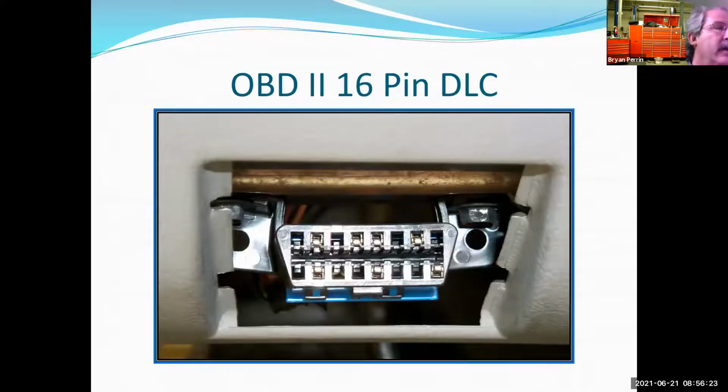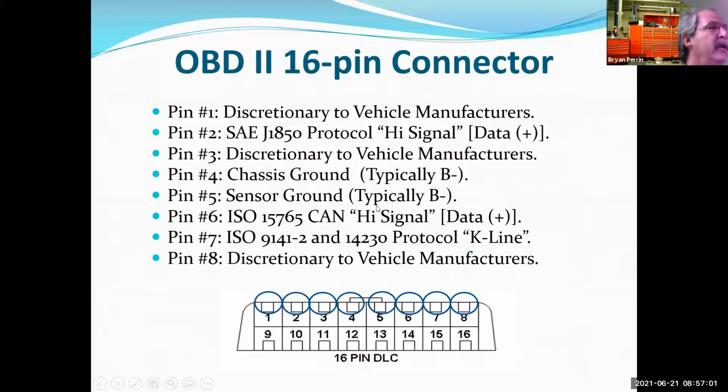So here is our diagnostic link connector. Here's pin 1, and here's pin 16. Pins 2 and 10 are controlled by SAE. Those are communication pins. 3, 4, and 5 are discretionary and grounds. 6 and 7 are regulated pins, those are communication pins. 8 is open. Then there's 9, 10, 11, 12, 13, 14, 15, 16. So that is how they're configured. And here's what they are.